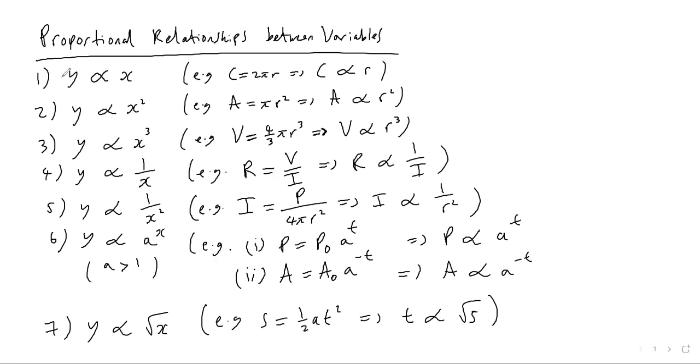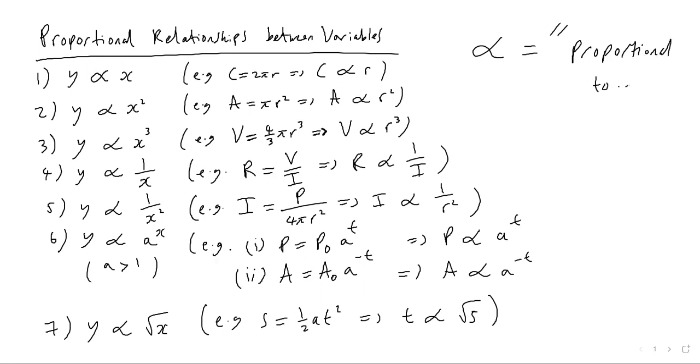So if we just look at the first one here, y is directly proportional to x. If you just remember that this symbol here just means proportional to, I'll make a note of this just to remind ourselves. So this symbol just means proportional to. So we've got a variable y, which is proportional to a variable x.